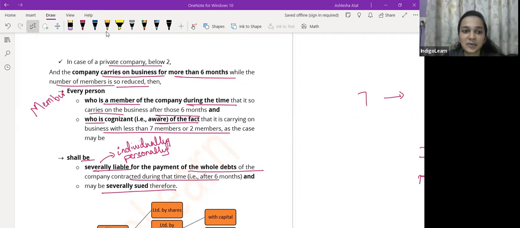Understood? Okay. So with this, what did we understand? Step 2 is done, wherein we have understood that the person will have to determine which type of company he wants to start, and on the basis of the type of company, the requirement of the minimum number of members has to be fulfilled. Right? Let's now go to step 3.